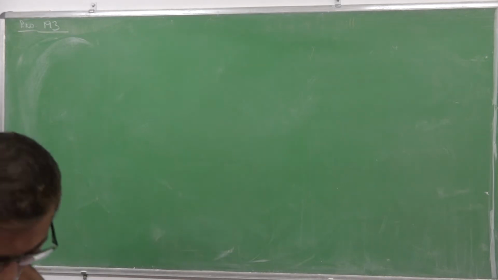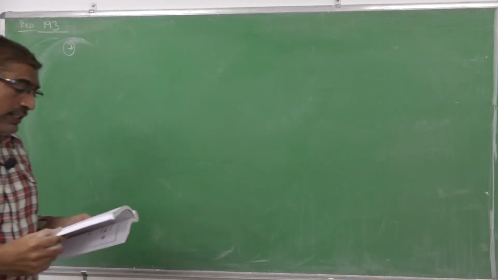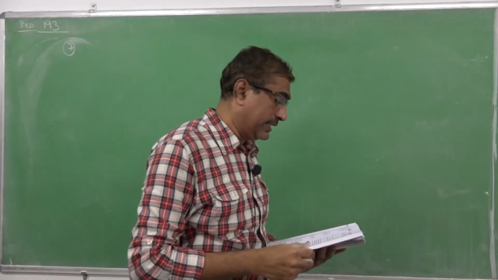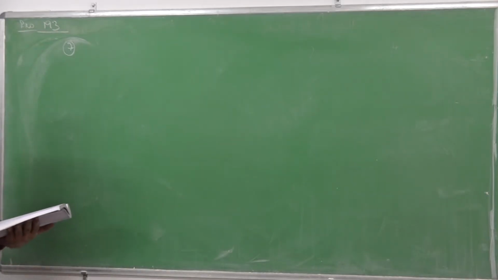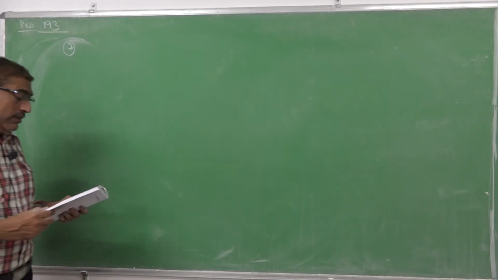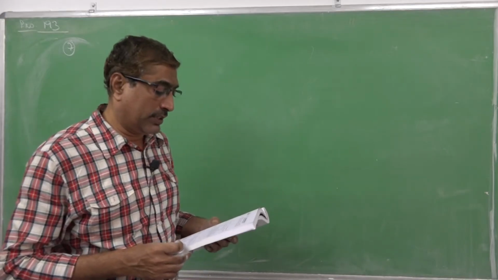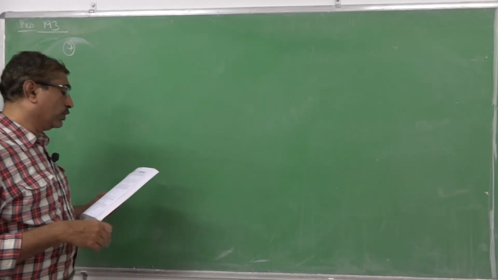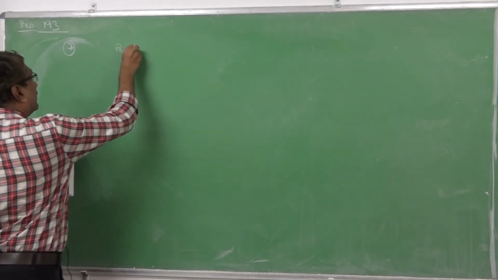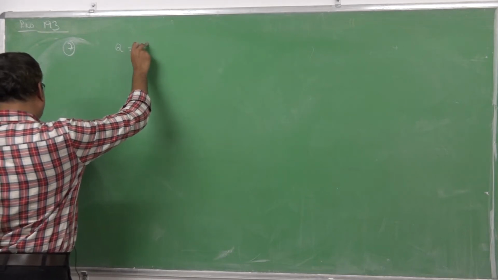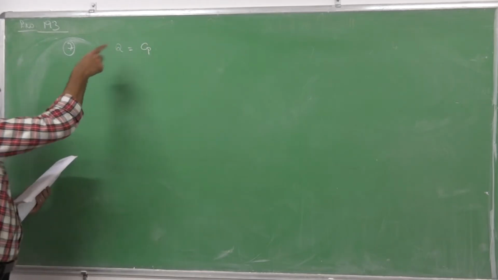Now seventh one. A quantity of heat Q is supplied to a monatomic ideal gas, which expands at constant pressure. The fraction of heat that goes into work done by the gas is, okay. So Q is the amount of heat given to expand the monatomic gas at constant pressure. So given Q is equal to Cp.